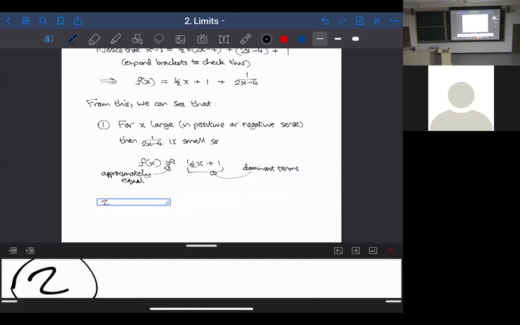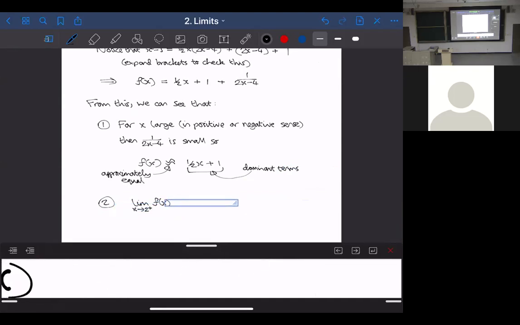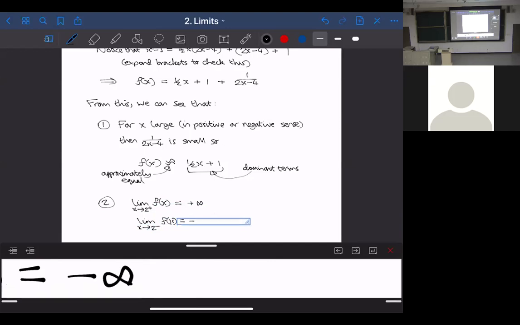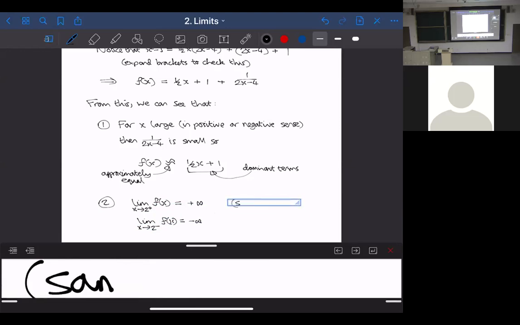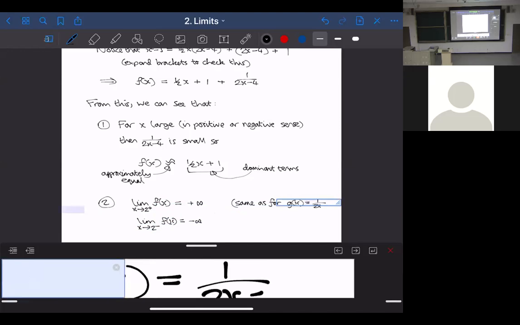Okay, and then secondly, the limit of f(x) as x approaches 2 is positive infinity. And the limit as x approaches 2 from below is negative infinity. Okay, and this is the same as for, say, g(x) = 1 over 2x minus 4.